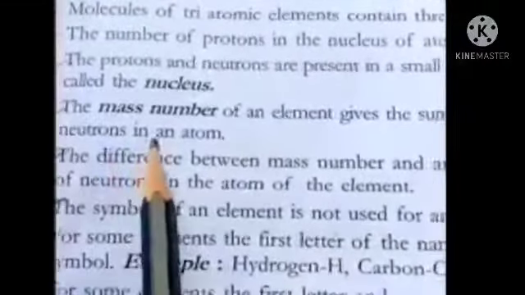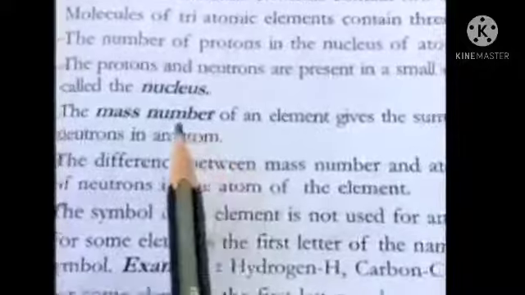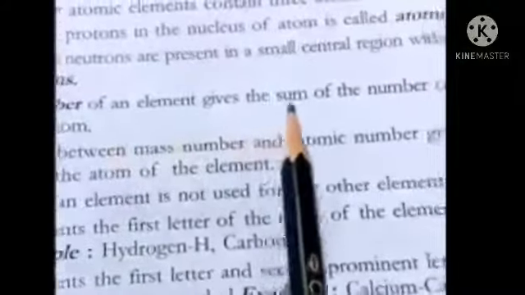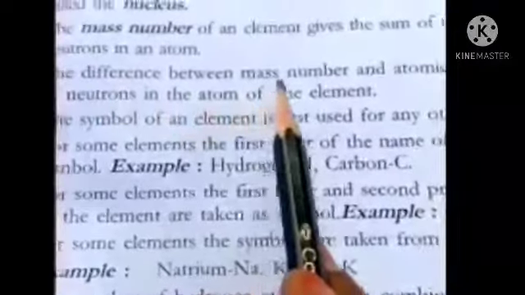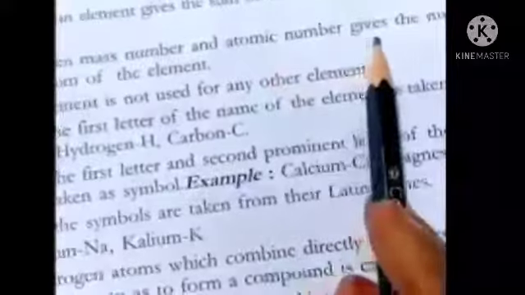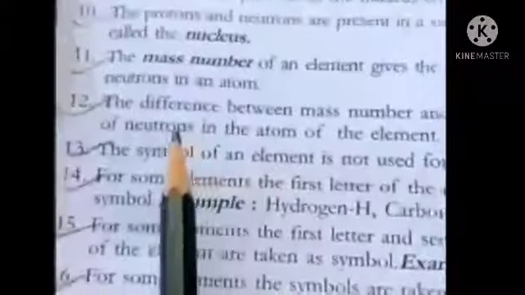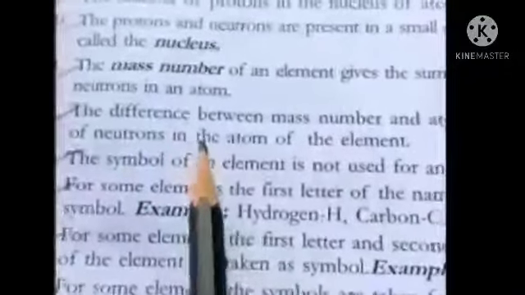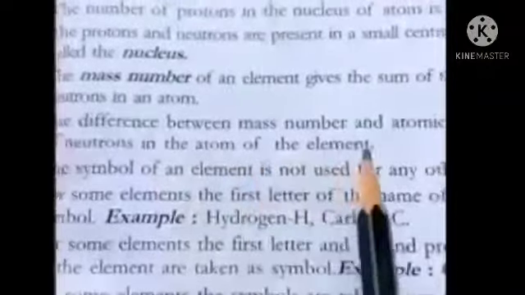The mass number of an element gives the sum of the number of protons and neutrons in an atom. The mass number means the sum of the protons and neutrons. The difference between mass number and atomic number gives the number of neutrons in an atom of the element.